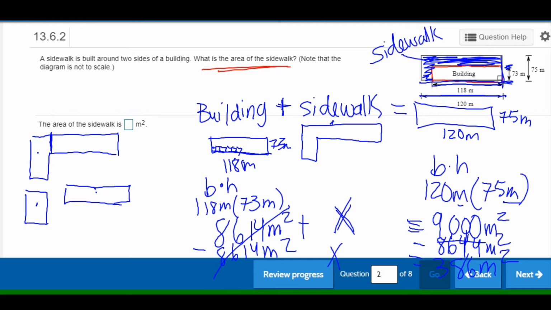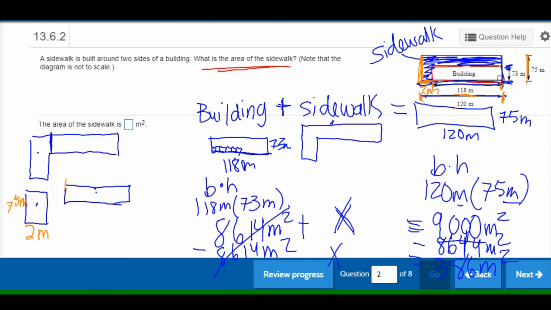So if I look here, I have a little segment right here. That's the difference. So if from here to here is 120, and from here to here is 118, this must be 2 meters, right? Because 118 plus 2 meters is equivalent to 120. So I can say the base of this is going to be 2 meters. And then I know the height is parallel to this right here. So the height is going to be 75 meters for this little part.